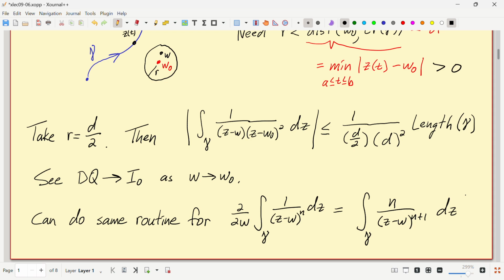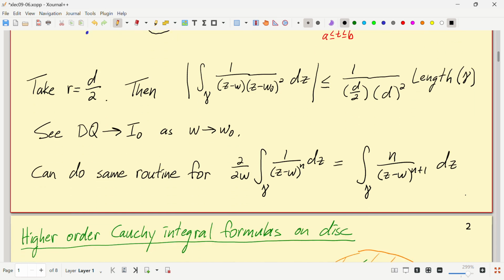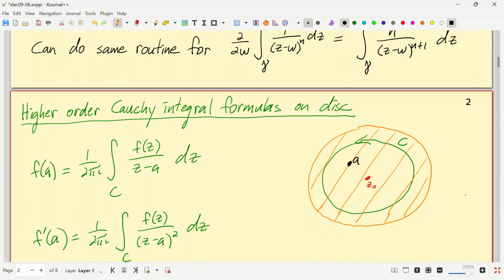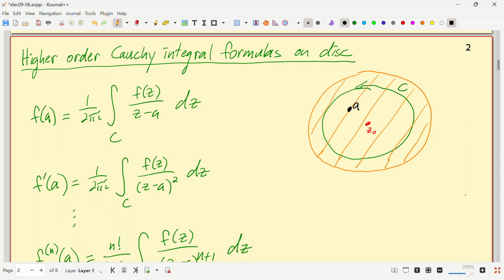An interesting fact: you can do the same thing, it's exactly the same reasoning. The algebra gets a little hairier, but exactly the same reasoning shows you can differentiate under the integral sign for higher powers in the denominator. And it's the same work, just a little bit more algebra. Which leads to that observation that you can get higher order Cauchy integral formulas on the disk.